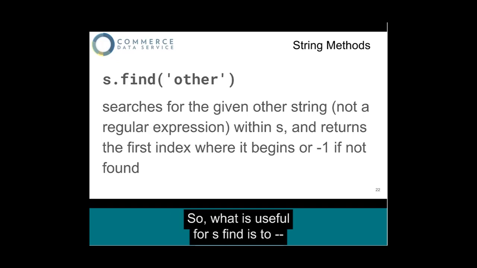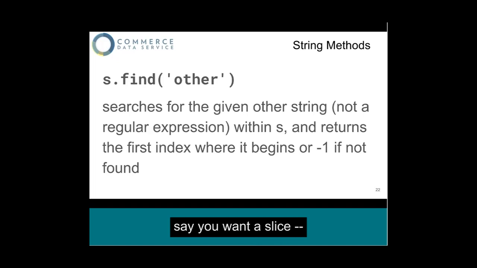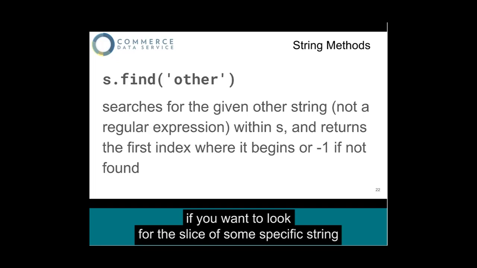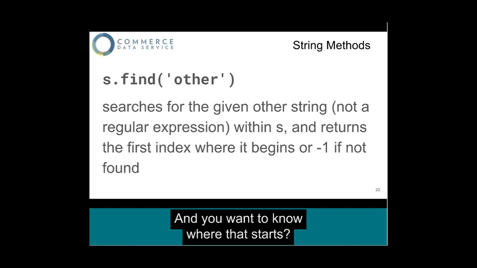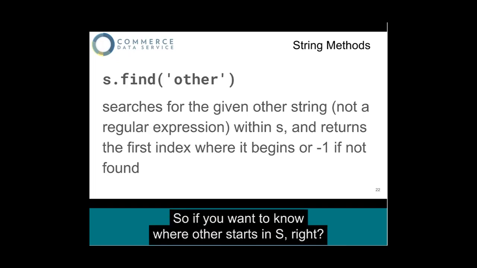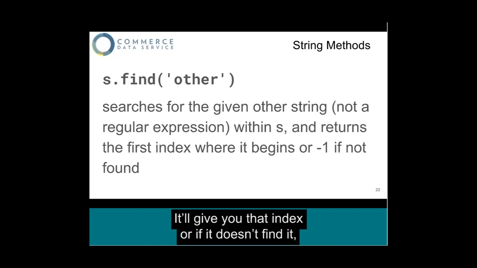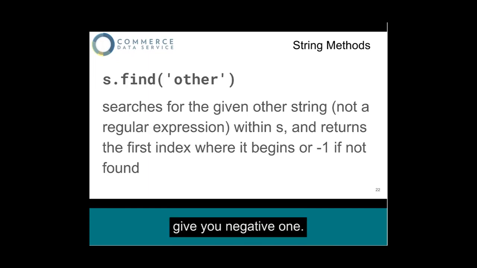So what is useful about s.find is that if you want to look for the slice of some specific string in your bigger string, and you want to know where that starts, this tells you. If you want to know where other starts in s, it'll give you that index, or if it doesn't find it, give you -1.